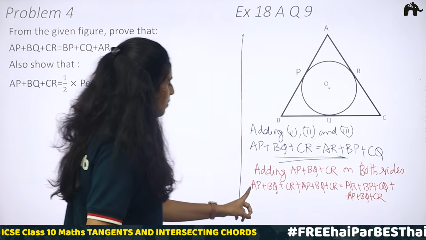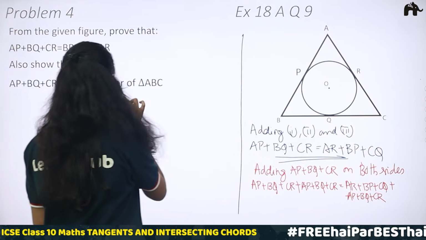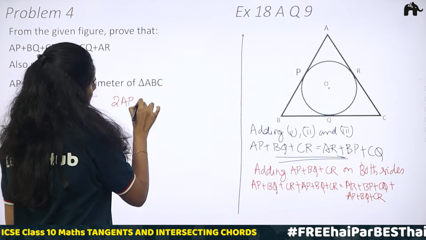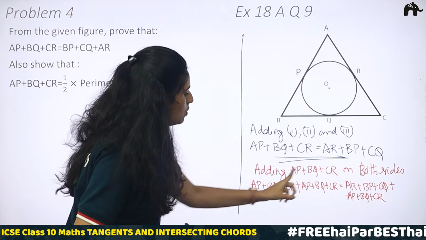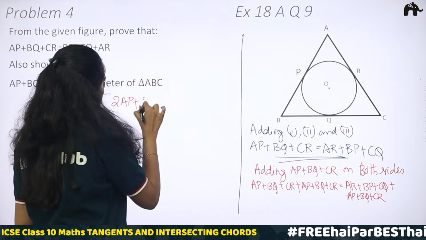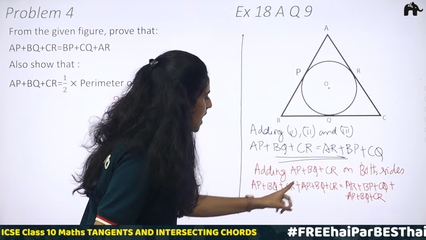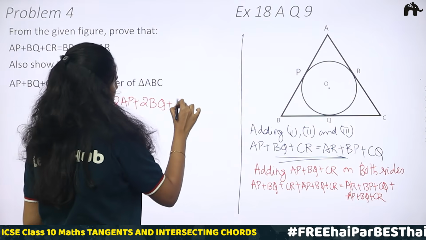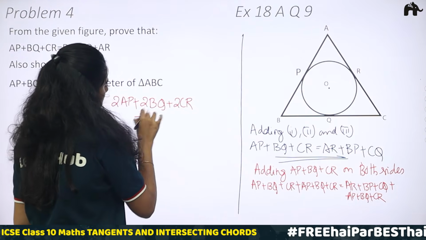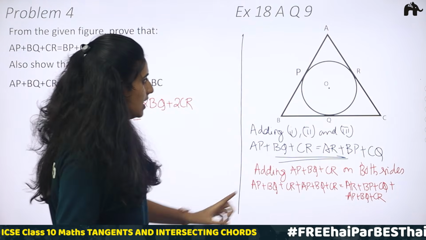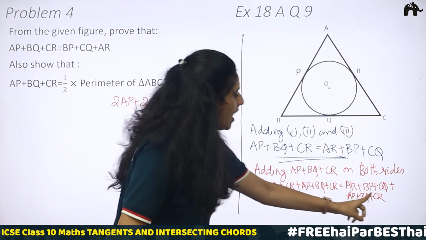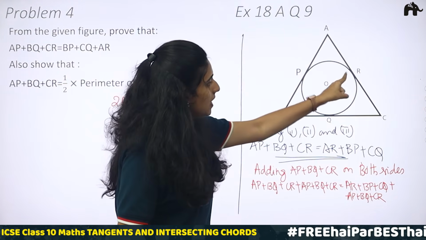Okay. AP plus AP is 2AP. 2AP plus BQ plus BQ, 2BQ, plus CR plus CR, 2CR is equal to. What about right hand side? Here we have AR and CR. AR plus CR.